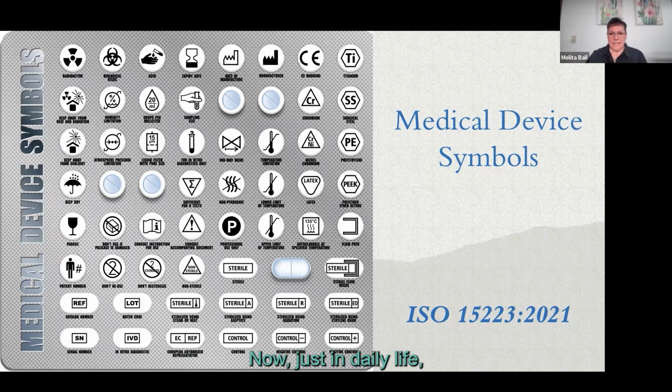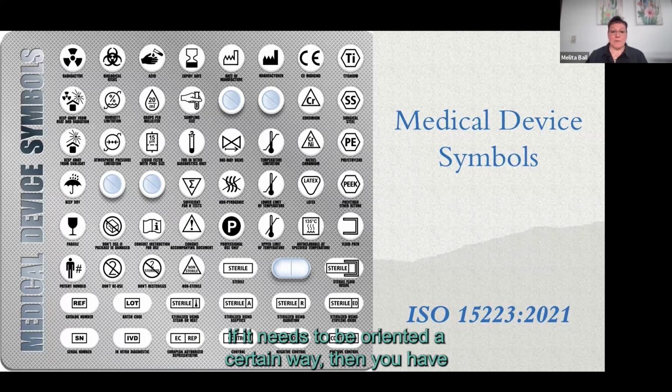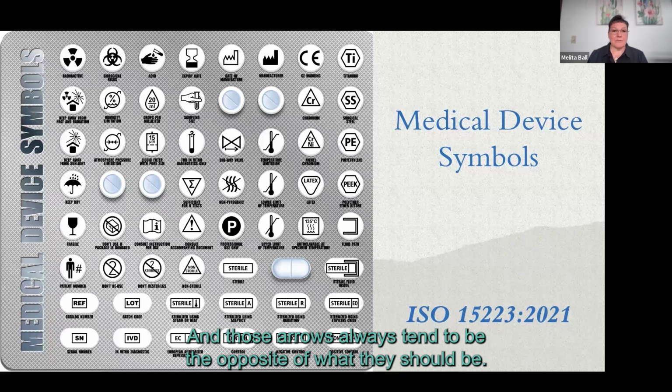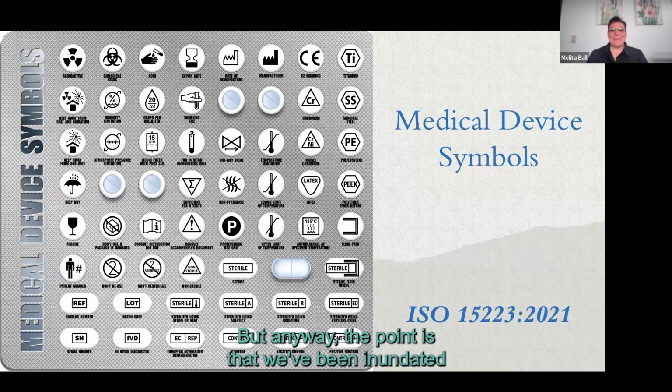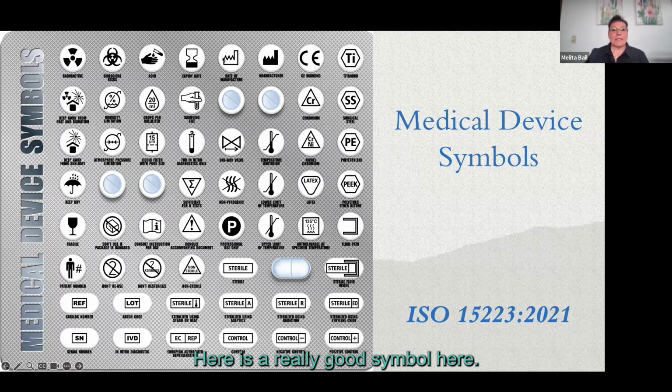Now, in daily life, things like the two arrows pointing up, we mostly know that because with everything you get in life, not just medical devices, if it needs to be oriented a certain way, you have those little arrows saying it must be sitting this way. But of course, most of us also have the experience of Amazon delivering to our house, and those arrows always tend to be the opposite of what they should be. At least that's my experience. I don't know about you guys. But anyway, the point is that we've been inundated with these for some time now, so now we can actually start recognizing them.